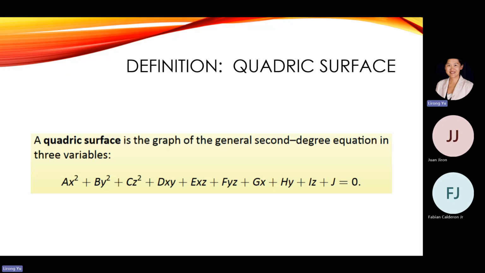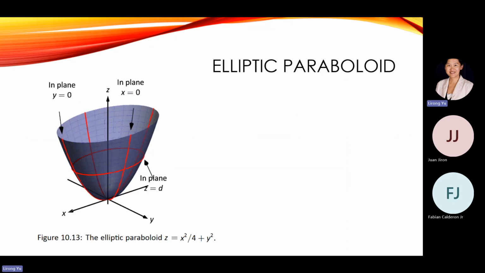But let's say we're just having a squared plus b squared plus c squared, and those a, b, c are going to give us some combination. Let's look at a couple examples. Start with this one. This is what people call an elliptic paraboloid. So the equation is z equal to x squared over 4 plus y squared. The image is right there.